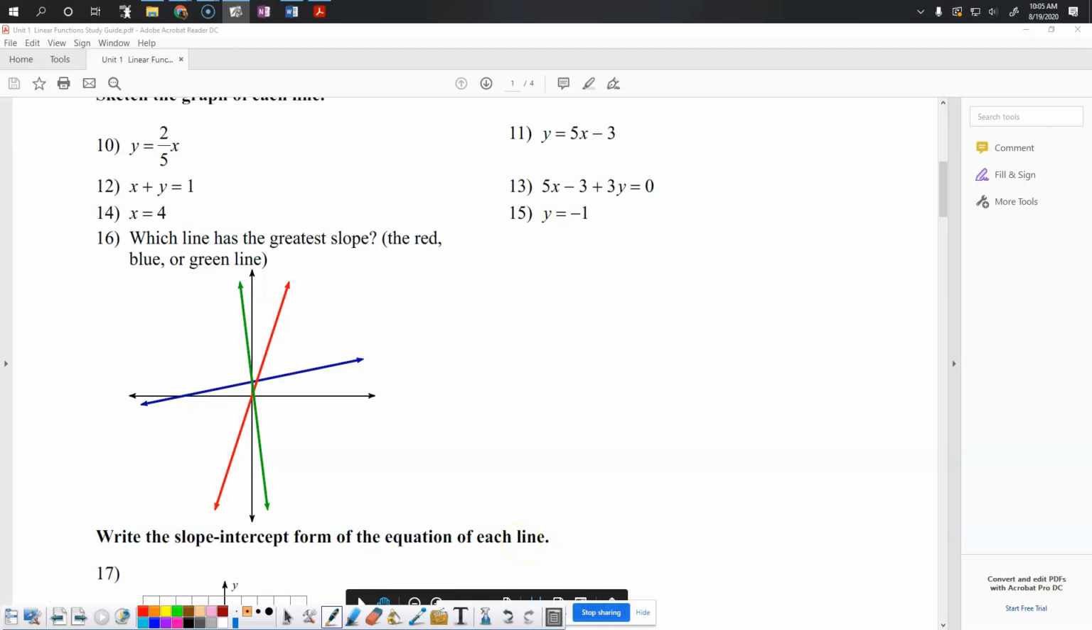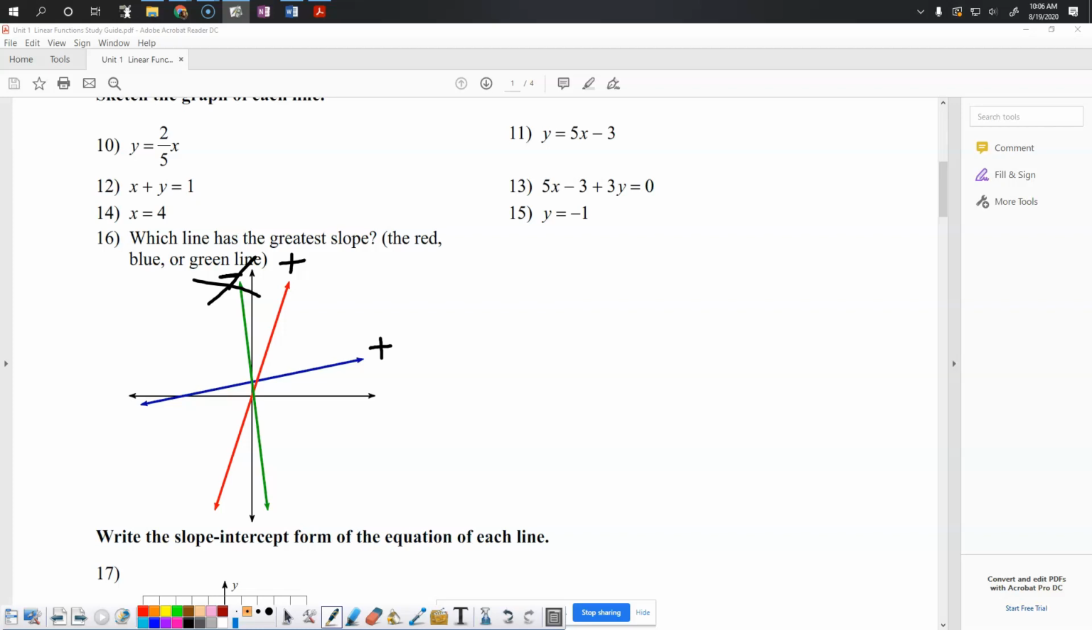All right, number 16. Which line has the greatest slope? The red line, the blue line, or the green line? Well, first of all, the red line is sloping upwards. That has a positive slope. The blue line also has a positive slope. But the green line slopes downwards. It has a negative slope. So obviously positive numbers have to be bigger than negatives. So we know it's not the green line. So we'll just cross off that one.